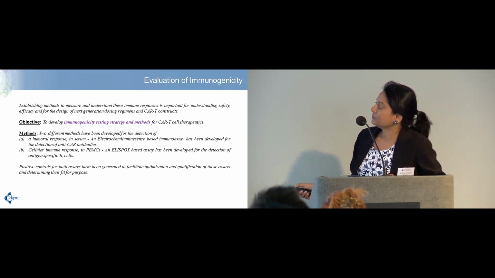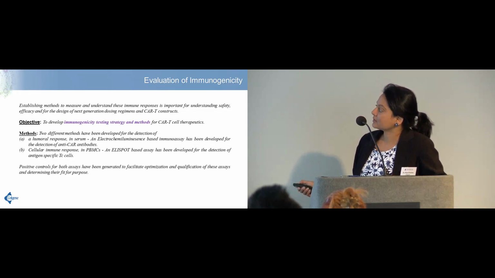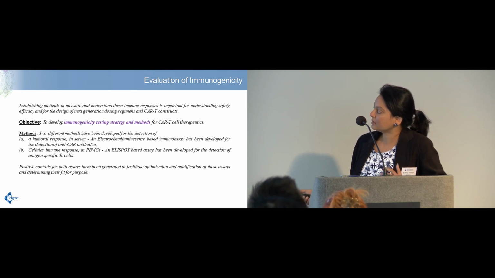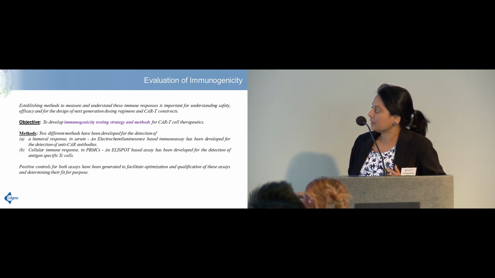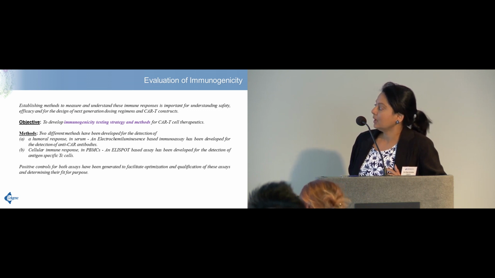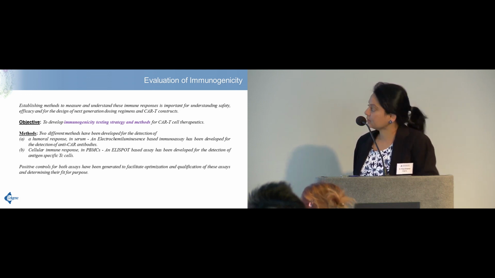So the objective was to measure immunogenicity against CAR Ts. We used two different methods to detect the humoral response. We did an electrochemiluminescence immunoassay to detect anti-CAR antibodies. And to detect the cellular immune response, we went with a classic ELISpot-based assay, and this was done with the help of ProImmune. I'll walk you through some of the challenges that we faced with each of these two assays.